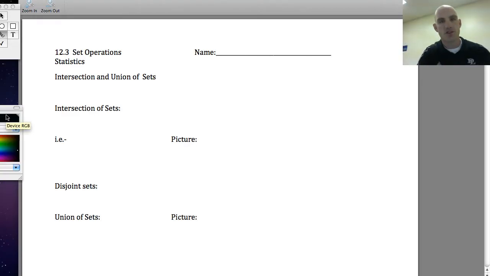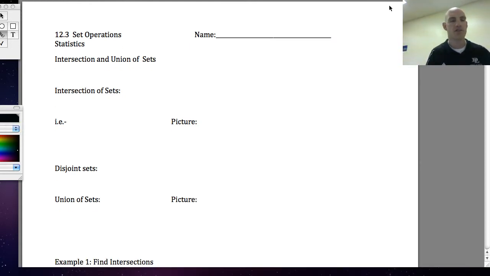This is Set Operations 1. We're going to learn how to use sets and Venn diagrams to model sets, to find out if sets are equal, and to explore a little bit what it means to have intersections and unions and ands and ors. So let's start. The intersection and union of sets.